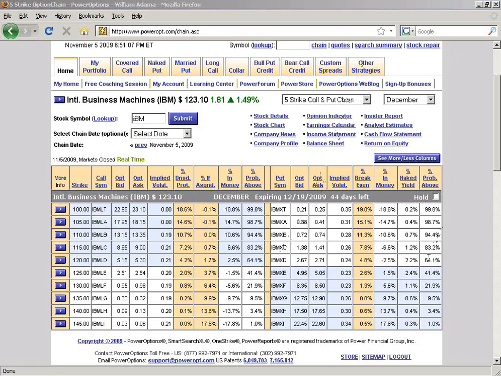I should have moved the percent naked yield, but that's okay for right now. So for IBM, currently trading at 123.10, let's run our comparison. Let's say we're going to do the slightly in the money covered call.